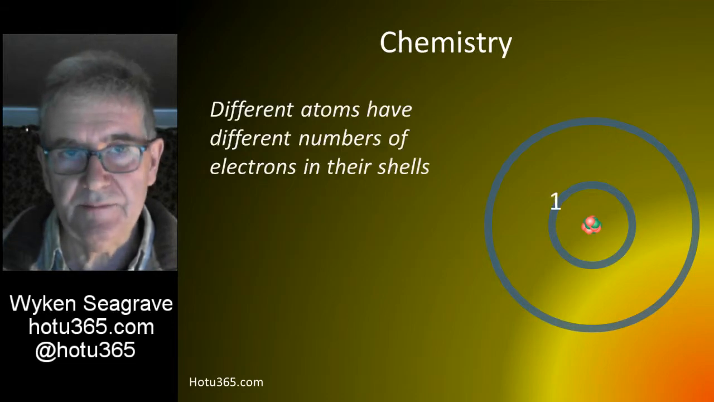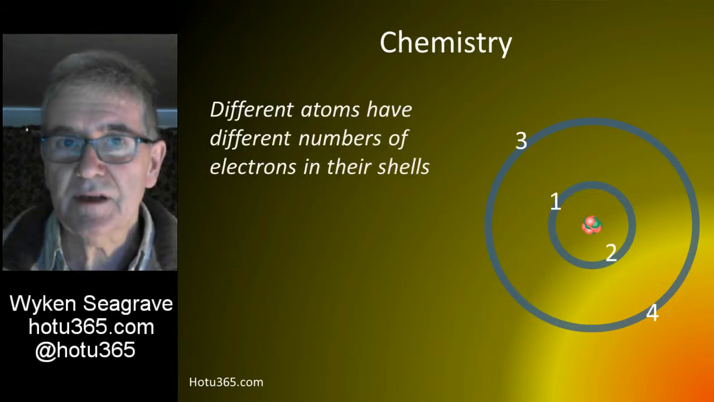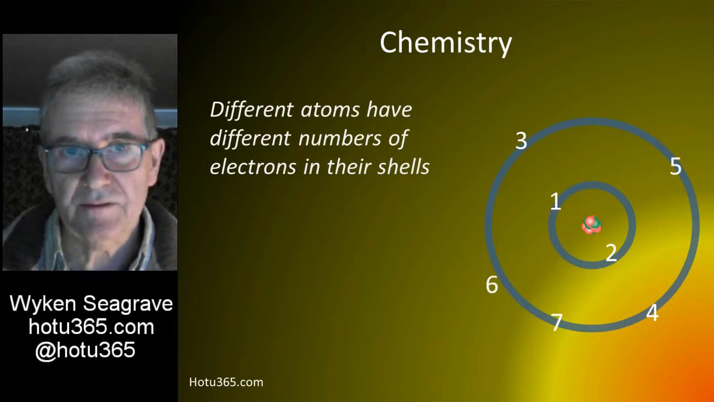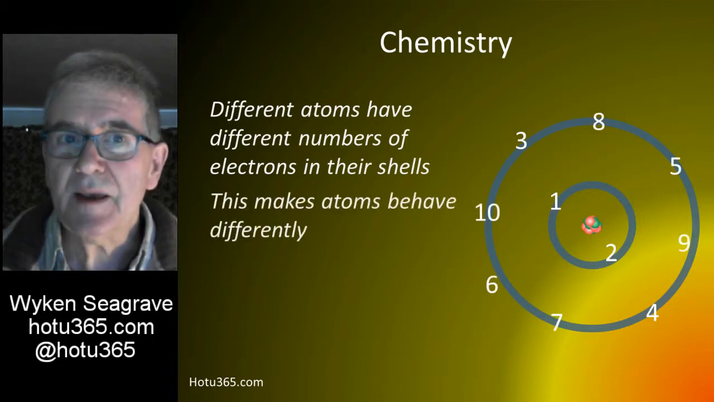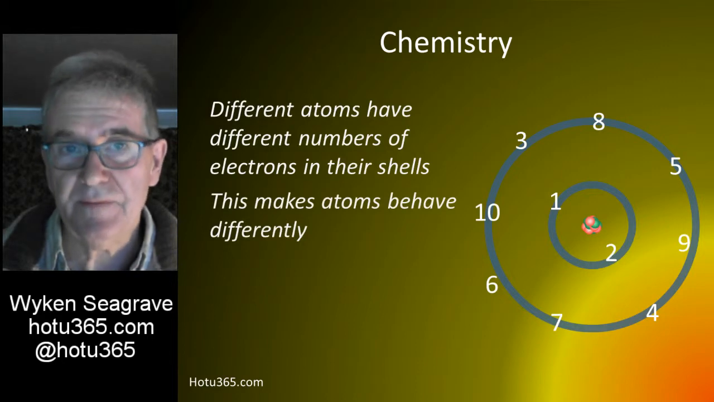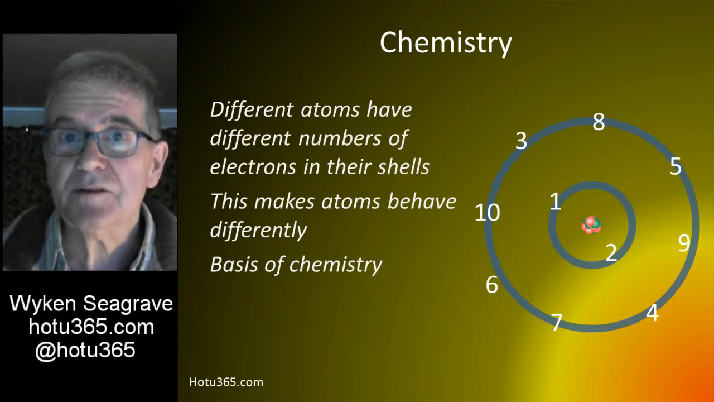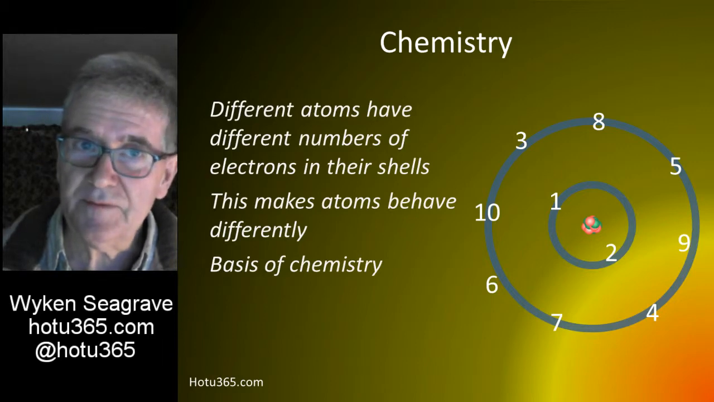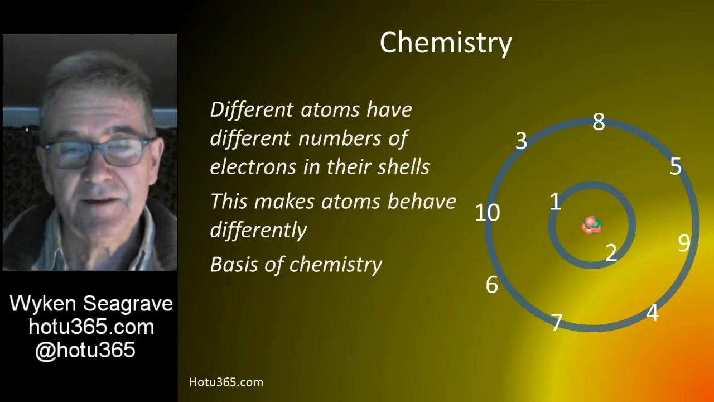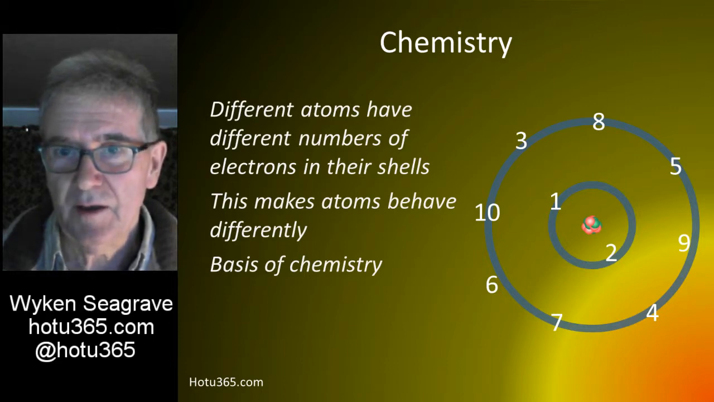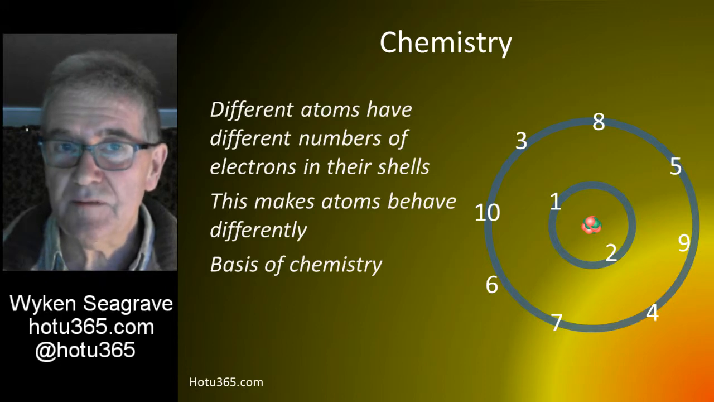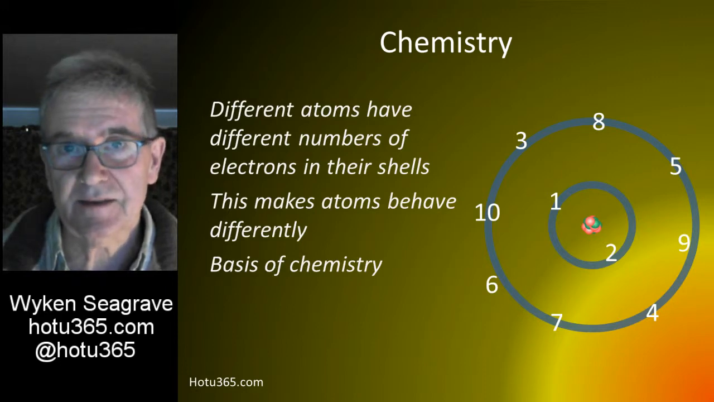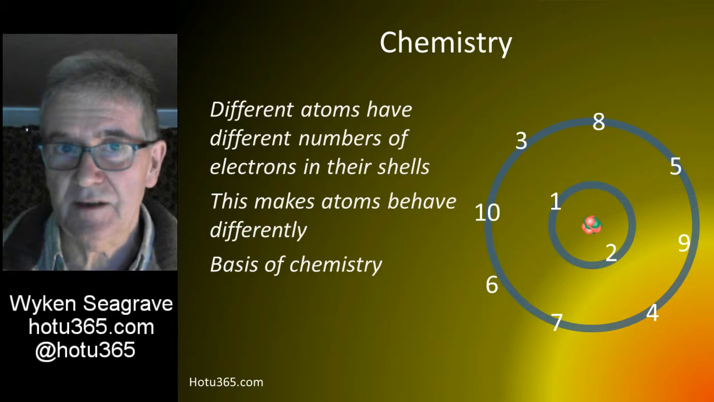These different atoms have different numbers of electrons in their shells. And this makes different atoms behave differently. And this is the basis of the branch of science called chemistry. So we are now beginning to leave physics behind and start what is normally thought of as a different part of science, chemistry. One of the beauties of the history of the universe is that we see the links between these different branches of science.